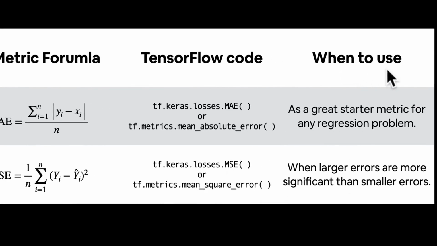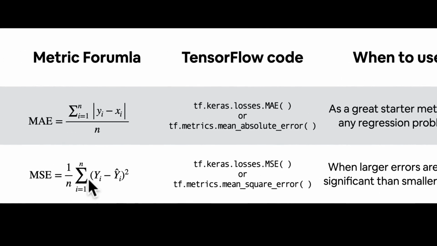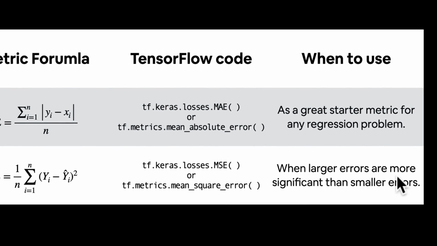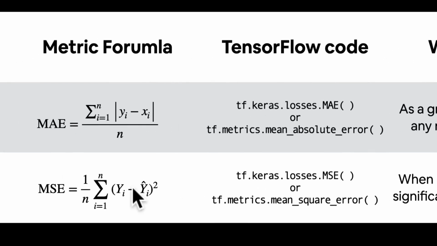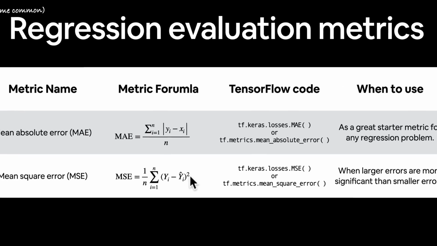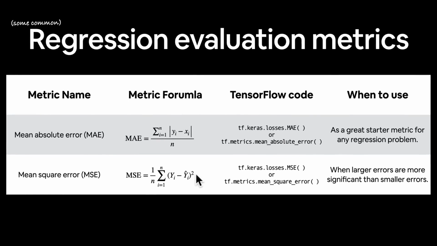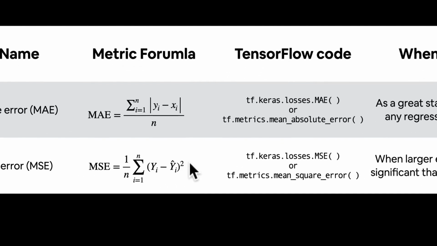We can write TensorFlow code to do that. And when should you use this one? Well, this is a great metric to use when larger errors are more significant than smaller errors. Why? Because of this little square here. If you've got a model and making an absolute error of 10 is okay, but an absolute error of 100 is just a catastrophe, you might want to use MSE because it's going to amplify the error value for larger errors or larger values because of this little square here.